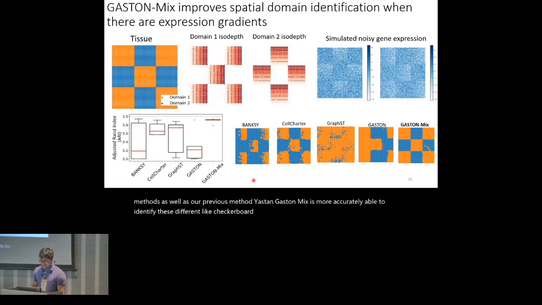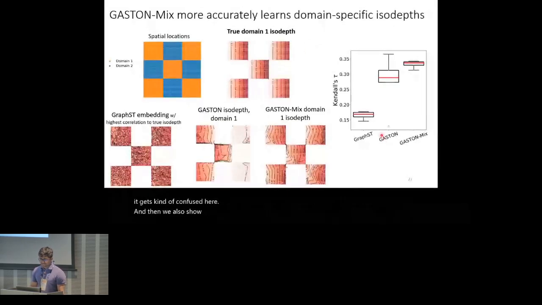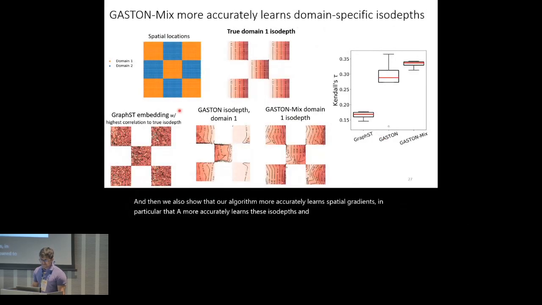That's because many of these existing methods for finding domains don't model gradients inside each domain. So they get confused within a domain, while Gaston isn't able to model this intricate pattern. It gets confused here. We also show that our algorithm more accurately learns spatial gradients, in particular that it more accurately learns these isodepths. For example, compared to GraphST, a domain identification method which learns embeddings, these embeddings don't correspond to a variable that lets you measure spatial gradients. Gaston gets confused in these two parts of the domain, while GASTON-Mix can more accurately find this X coordinate.